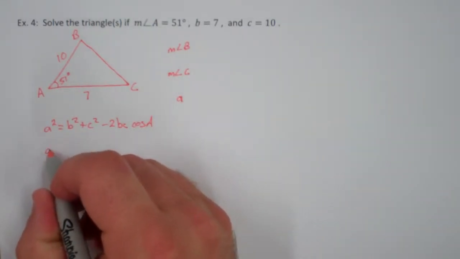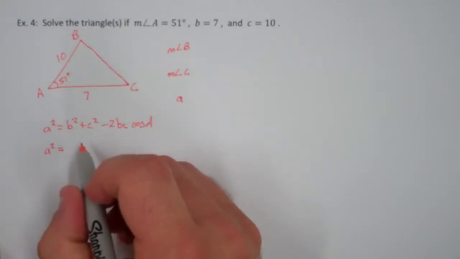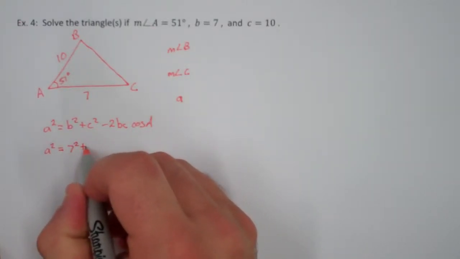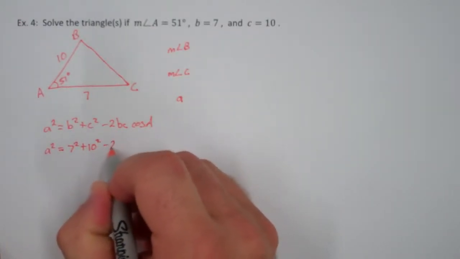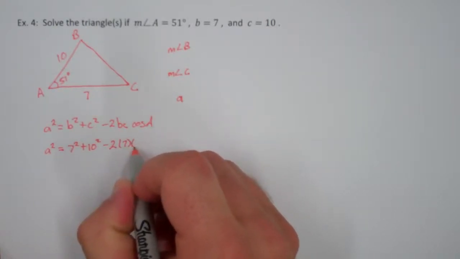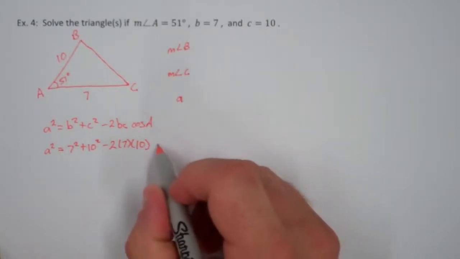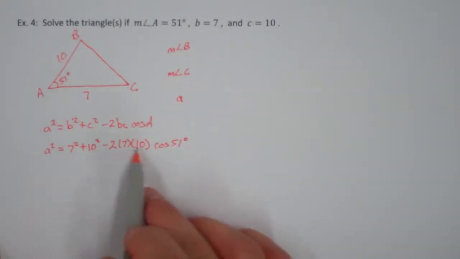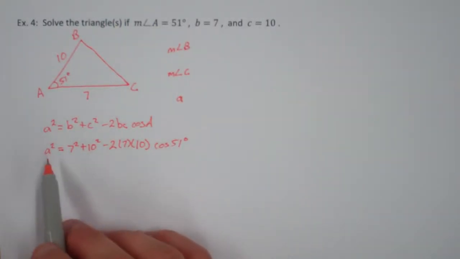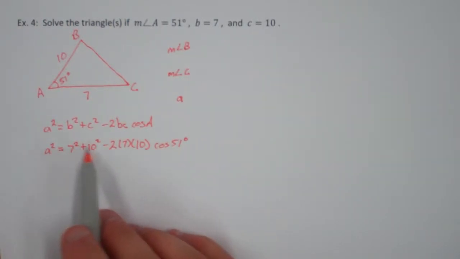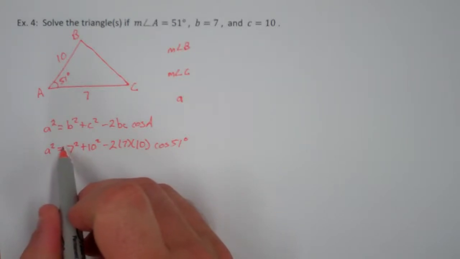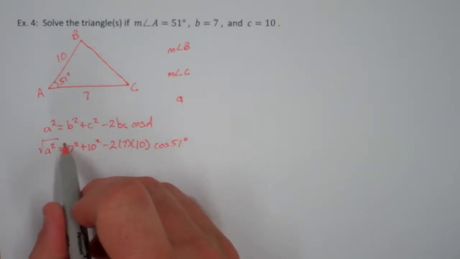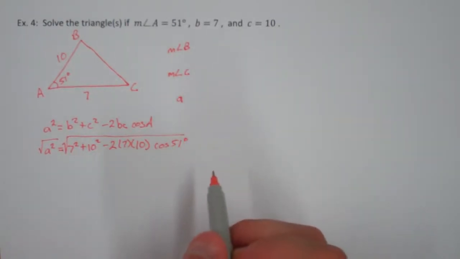So we have A squared is equal to B squared, so that's 7 squared plus 10 squared minus 2 times 7 times 10 times the cosine of 51 degrees. If you want, you can type this whole thing in, and keep in mind this is a very common student error, to forget to take the square root. So if you just want to solve for A, you've got to take the square root of that whole thing.